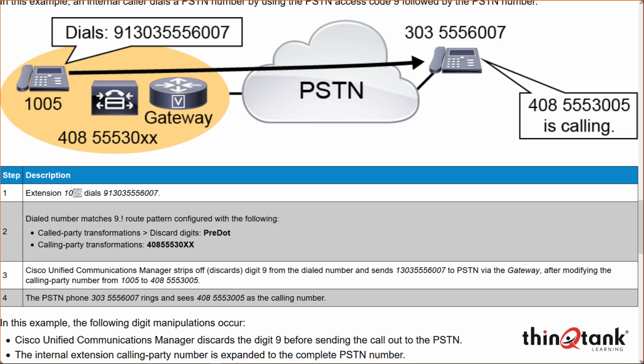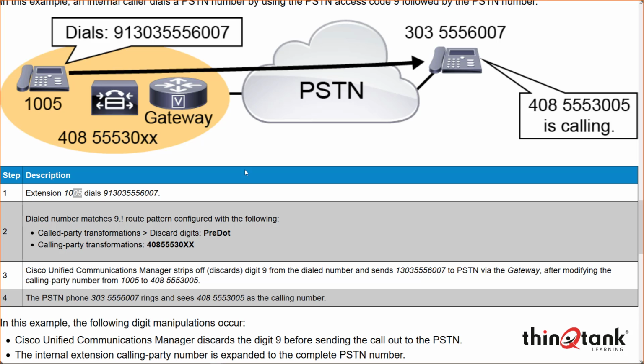So Call Manager basically strips off the 9 because that's what's before the dot in the pattern, and it sends the call as 1-303-555-6007 to the PSTN through the gateway, whatever gateway is being referenced by the route pattern, but it also modifies the calling information to 408-555-3005. All right? Which means that the phone on the PSTN is going to see the appropriate number.